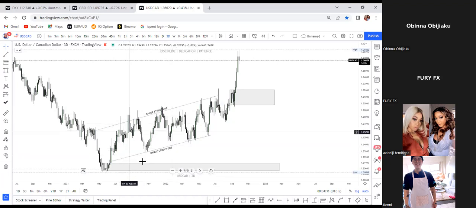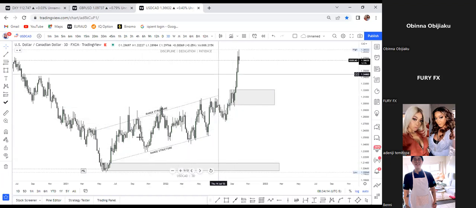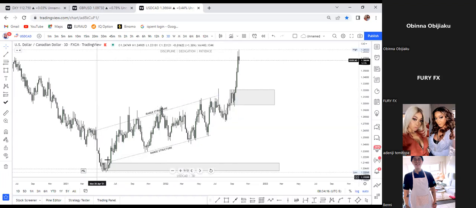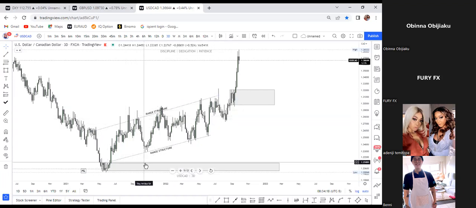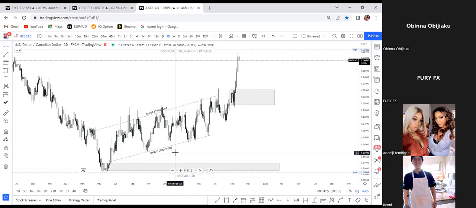Usually a range structure can hit that zone 4 times before they break out. If you look at it, they hit the resistance once, they move back to the discount, they hit the resistance twice, they move back again. So a range structure can hit that zone 4 times or 3 times before they finally break out.